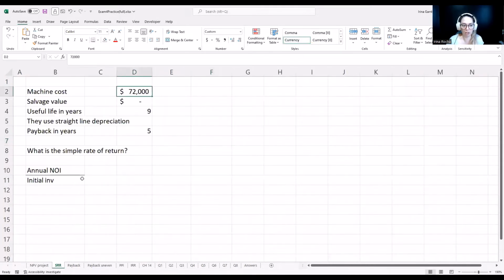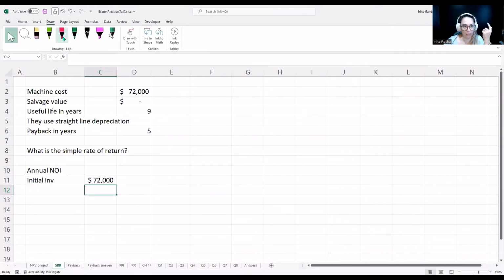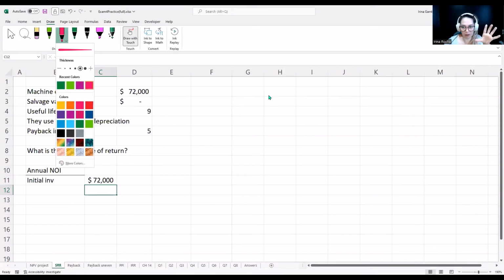Well, we have the machine cost. That's my initial investment. So okay, I have that. What about my net operating income? We don't have that information, but we can work backwards to get it. And Natalia posted this little graph that really helped me.